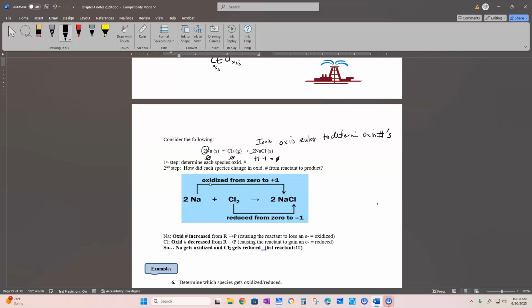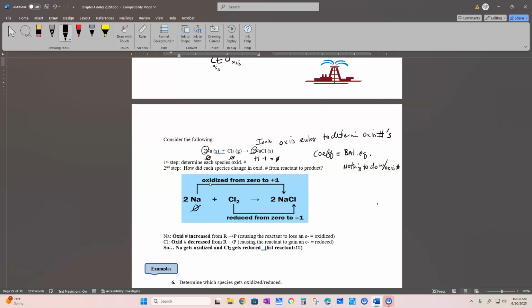These coefficients have nothing to do with oxidation numbers. Coefficients balance equations, so coefficients have nothing to do with oxidation numbers. Okay? So you kind of have to use these brackets.